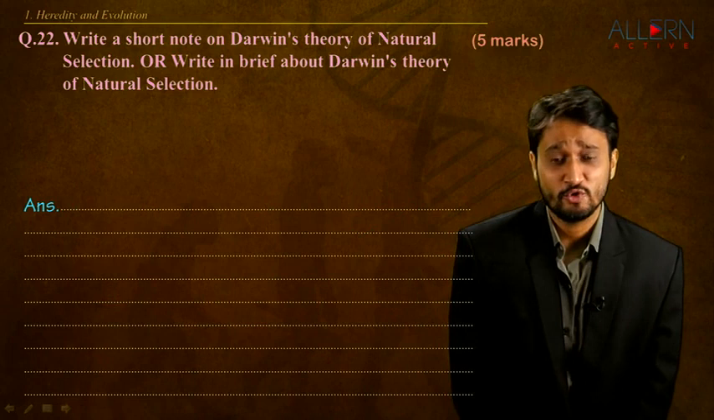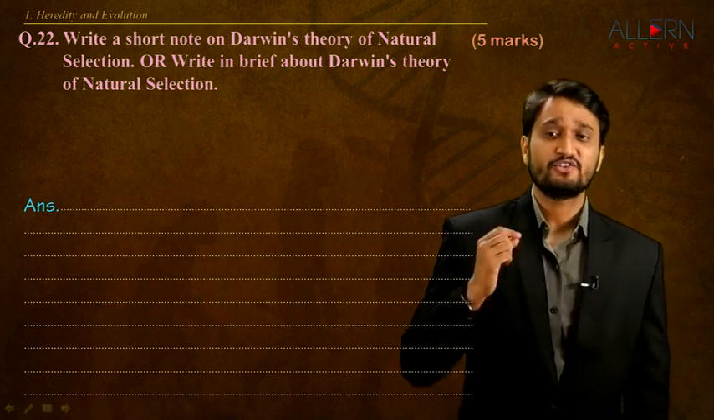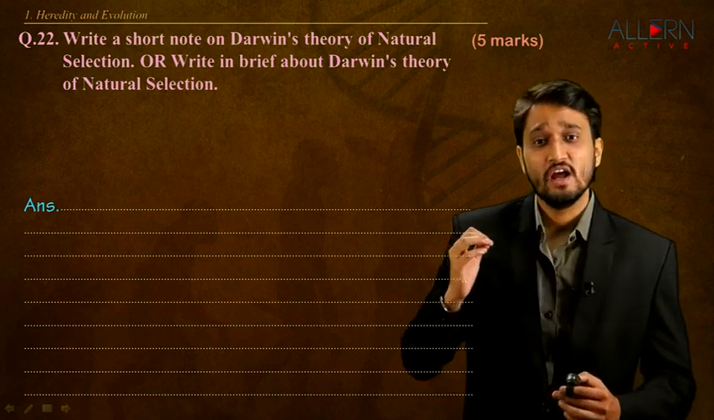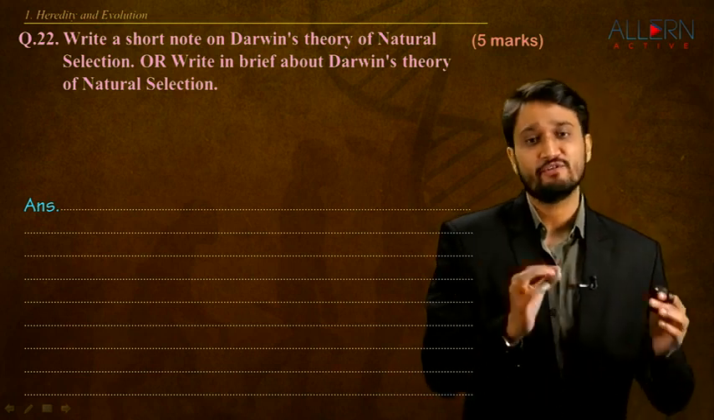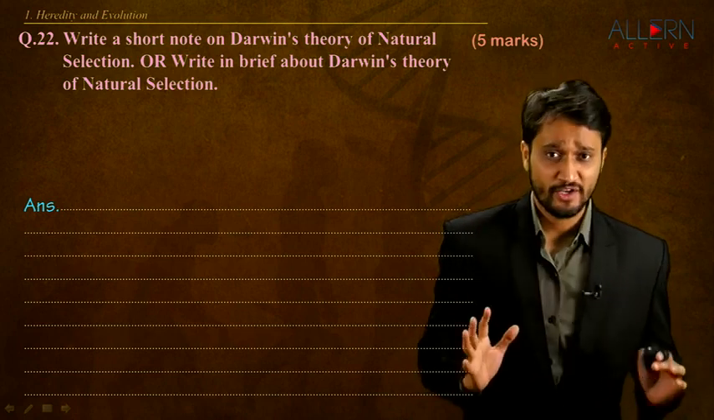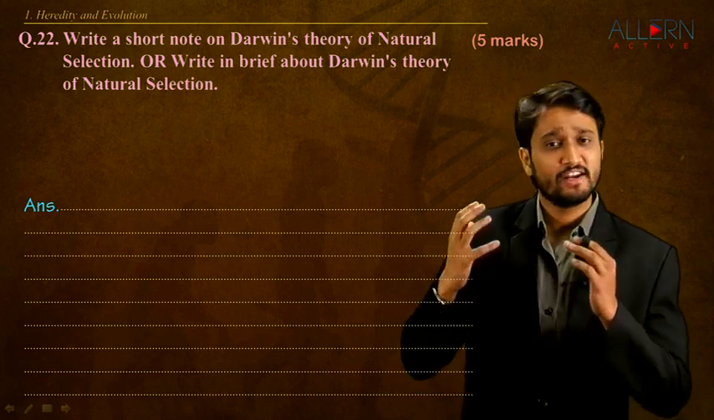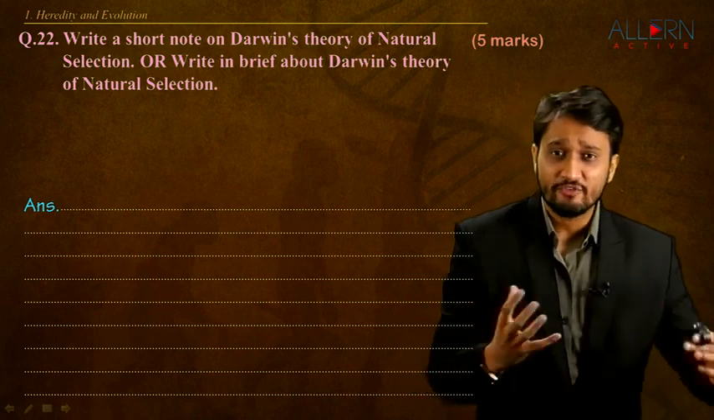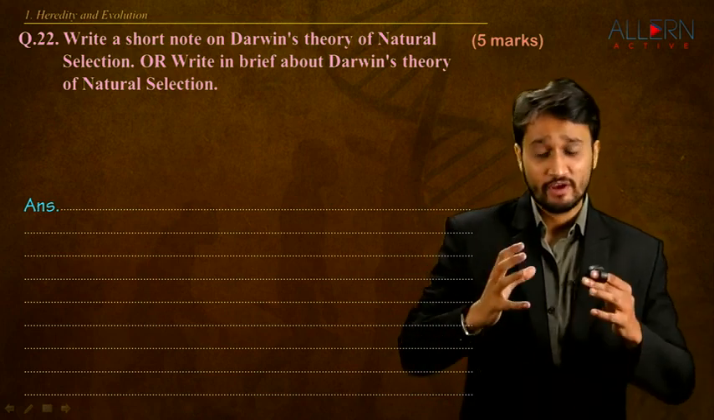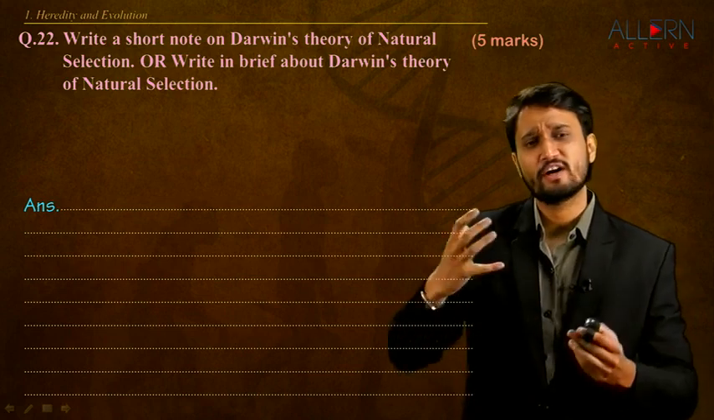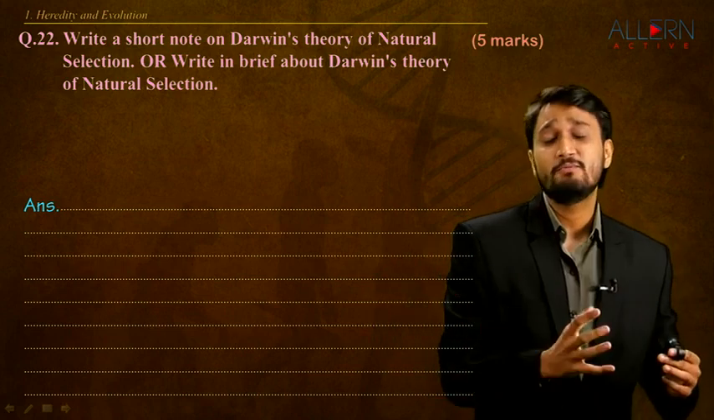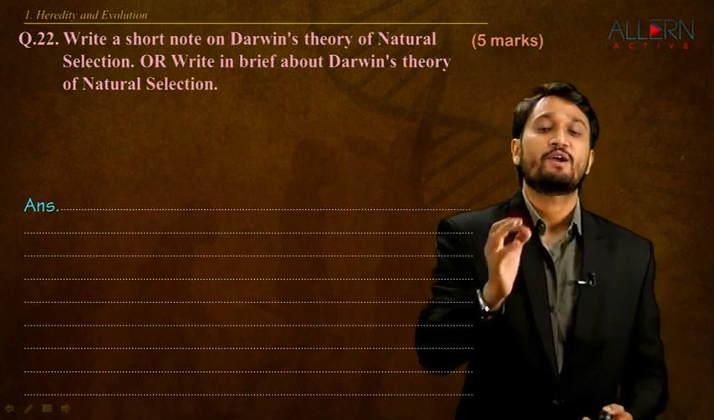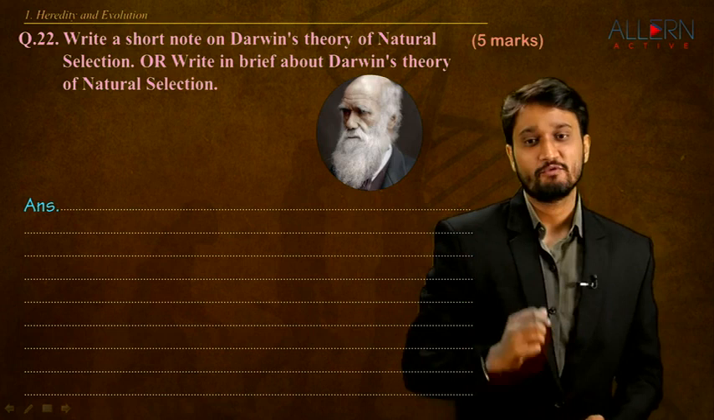So our next question could be framed in two ways. Write a short note on Darwin's theory of natural selection, or they can ask us, write in brief about Darwin's theory of natural selection. So we already know Darwin was an English scientist, a biologist to be more specific. He went on a series of islands, the Galapagos Islands, where he collected a lot of information about different varieties of plants and animals, and he published the book Origin of Species that says a very important thing, survival of the fittest. That is what we mentioned in the first point.